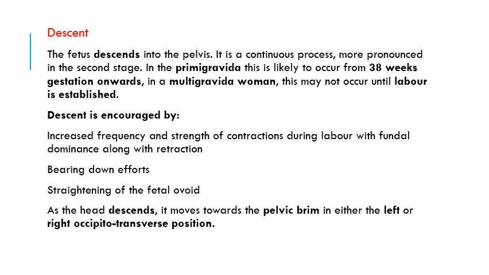Descent is encouraged by increased frequency and strength of uterine contractions during labor with fundal dominance along with retraction. Also, it is encouraged by bearing down efforts of the mother and straightening of the fetal ovoid. As the head descends, it moves towards the pelvic brim in either the left or right occipito-transverse position.